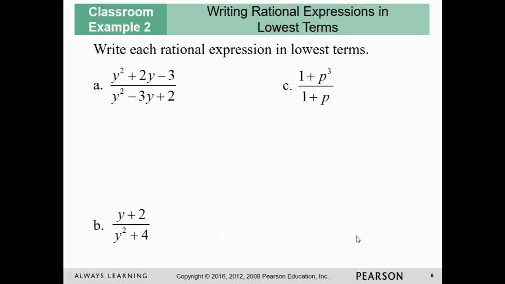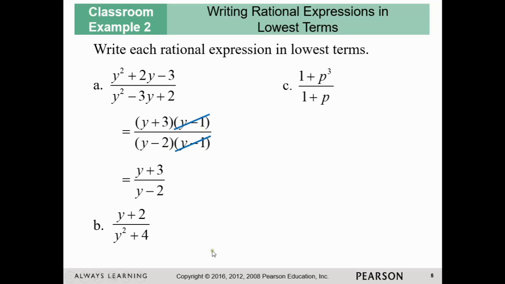All right, so another thing I want to point out from this chapter is that these rational expressions can be written in lowest terms. What you do to get these written into lowest terms is first factor the polynomial. So in A, notice we've factored both the numerator and the denominator. Now notice there's something in common between the numerator and the denominator, the y minus 1. So the y minus 1 cancels, and there we've written this now in lowest terms.